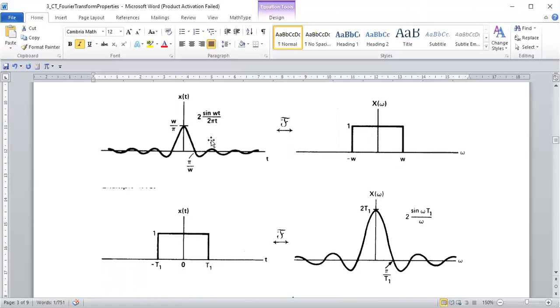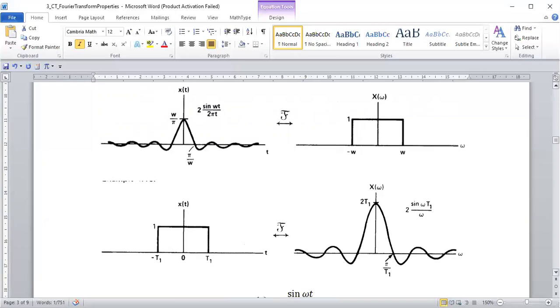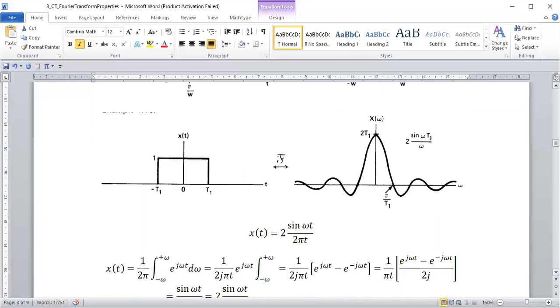So the duality property tells us that if x of omega is the Fourier transform of this, you can get the Fourier transform of this now in the time axis just by scaling with 2 pi. Instead of t, we are replacing it with omega, because the Fourier transform of this in this form is equal to the original function. We're going to be doing an example towards the end to clarify this.